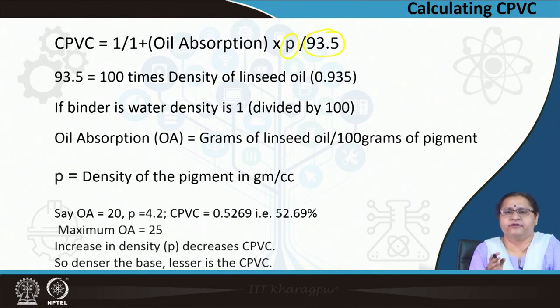So, if you have linseed oil and titanium oxide as your base, at 52.69% your CPVC is achieved. So, you have to have a lesser value of PVC to get a paint with titanium oxide as base.